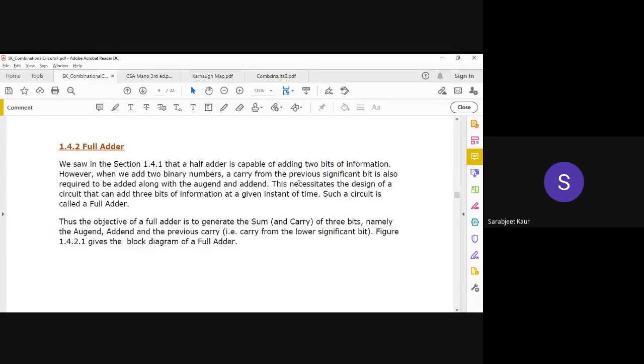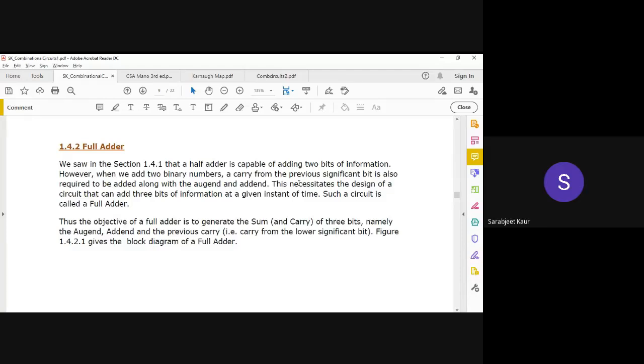Now see, half adder is not a sufficient adder in itself. Why? Because it can add only 2 bits at any given instant of time, and even when we are adding 2 bits, we can get a carry out of this. Yes or no? Yes, ma'am.